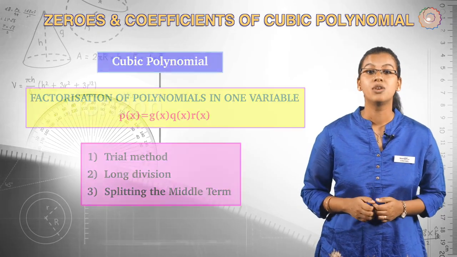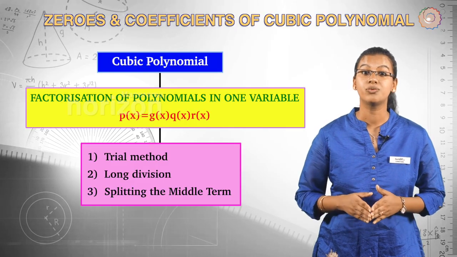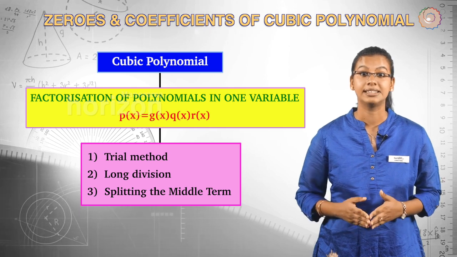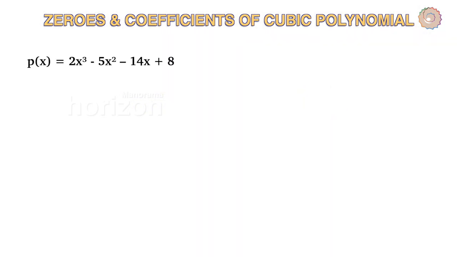Let's find out. For a cubic polynomial, to get the zeros at first, we need to factorize by trial or long division method and then splitting the middle term. Consider a cubic polynomial p(x) = 2x³ - 5x² - 14x + 8. We get the zeros when p(x) = 0 as x = 4, -2 and 1/2.